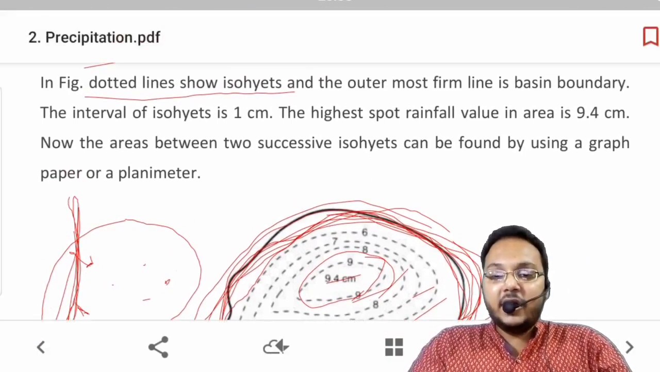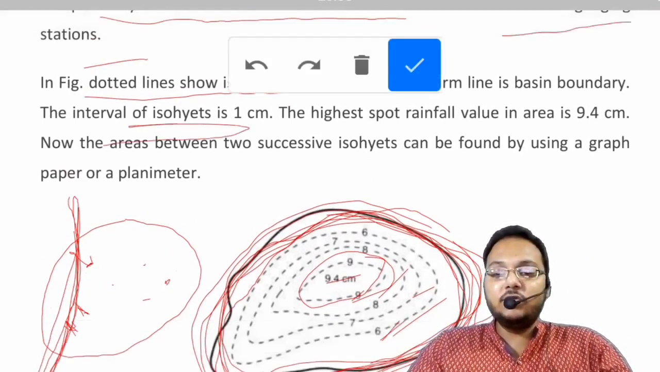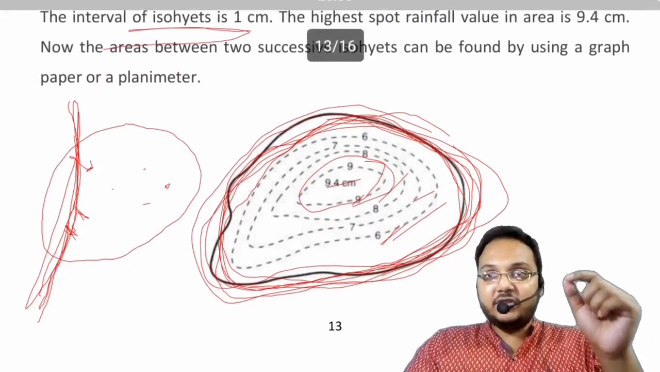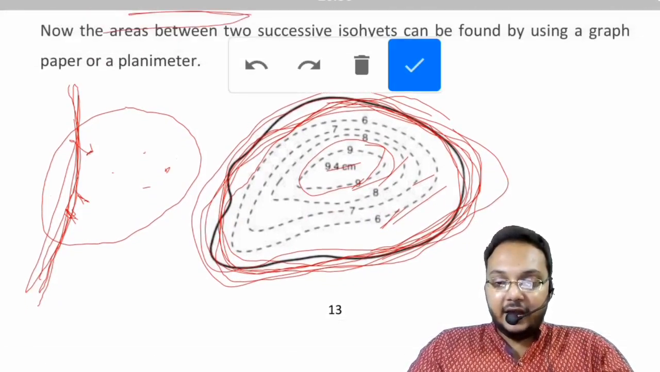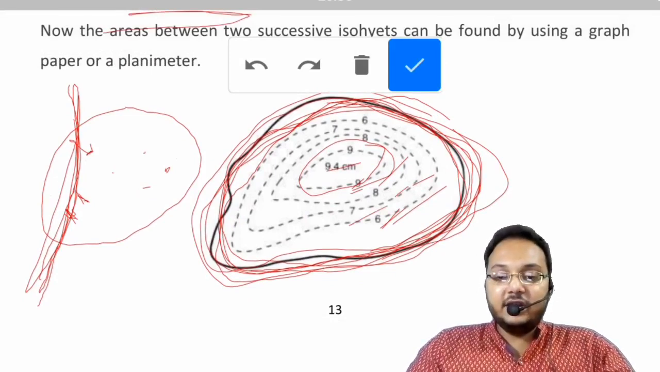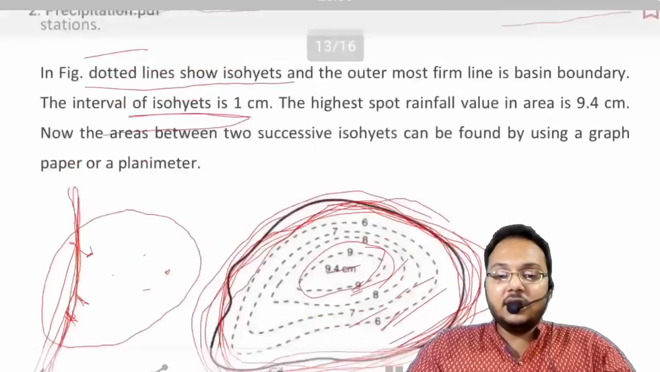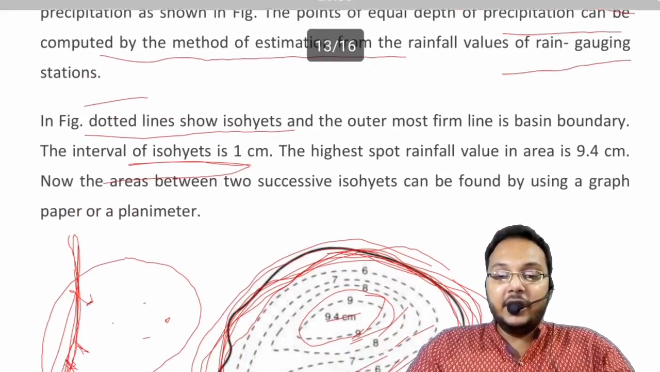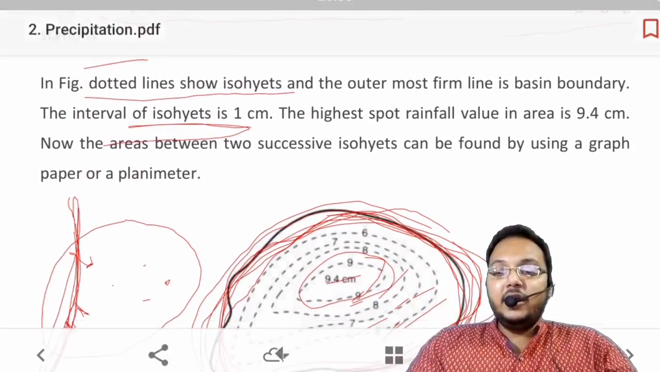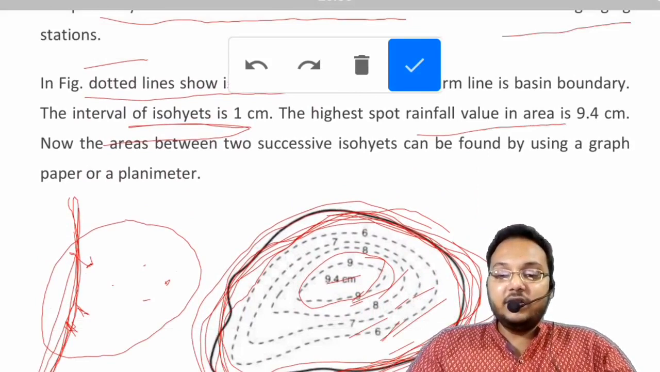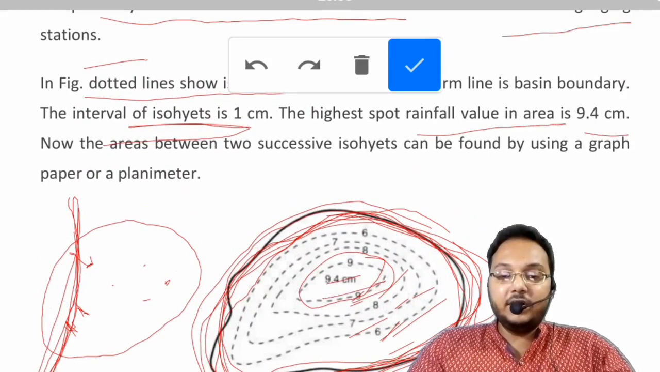The interval of isoheights is 1 centimeter. Just like in contours, we have some fixed intervals. So here the fixed interval is 1 centimeter. You can see 9, 8, 7, 6. So the fixed interval is 1 centimeter between any two isoheights. The highest spot rainfall value in the area is 9.4 centimeter. You can see here we have 9.4 centimeter of rainfall.